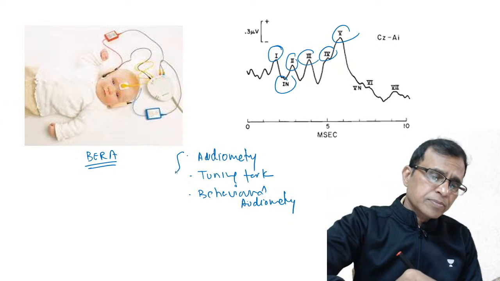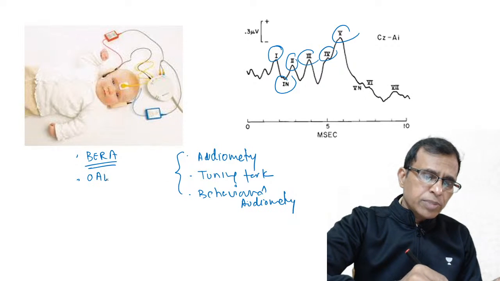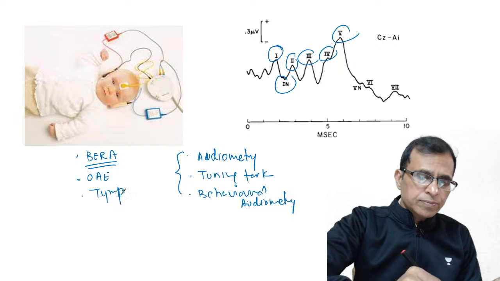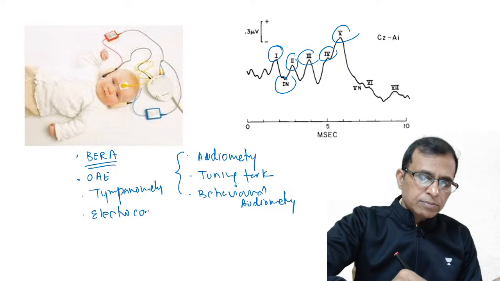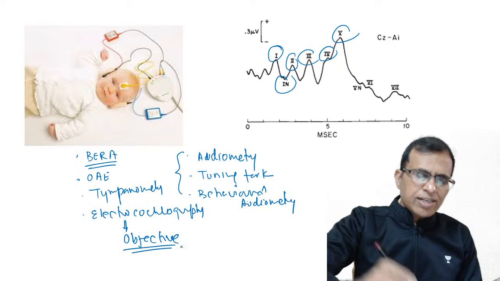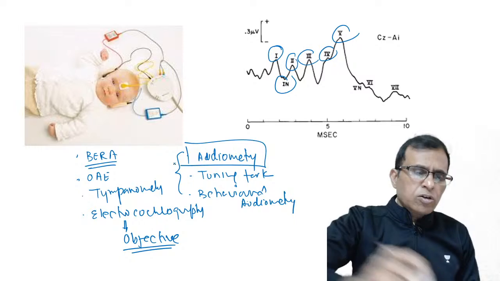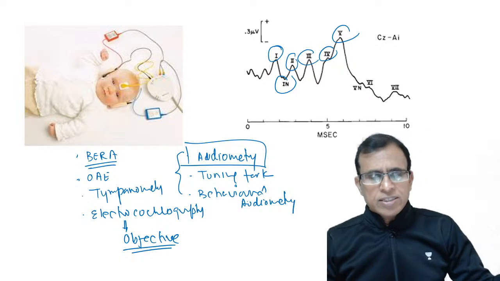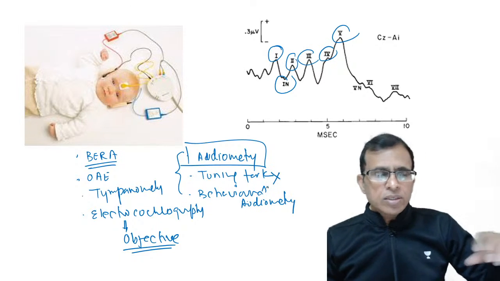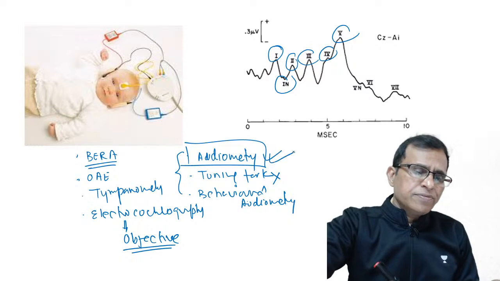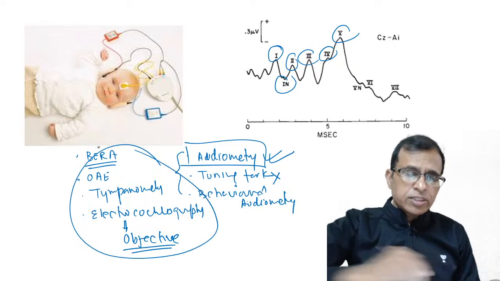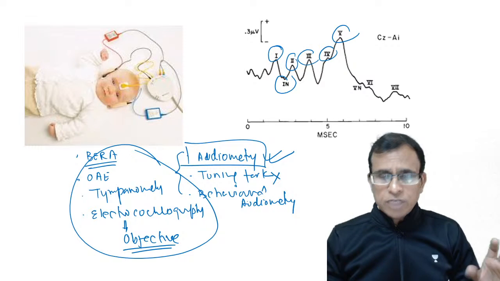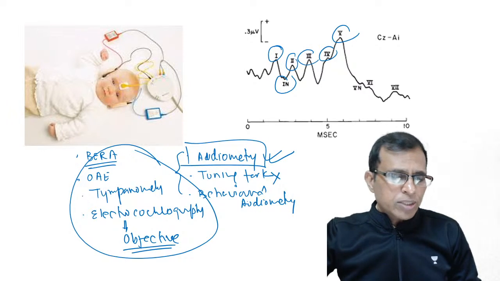All these are subjective. BERA, otoacoustic emission, tympanometry, electrocochleography: these are all objective investigations. In every lecture I tell you that audiometry is subjective, the rest are all objective, usually. A tuning fork is a test, not an investigation. So I always tell in my lecture that audiometry is subjective, all others are objective for hearing. It was not a difficult question, a relatively simple question. So I thought you should be able to answer this.